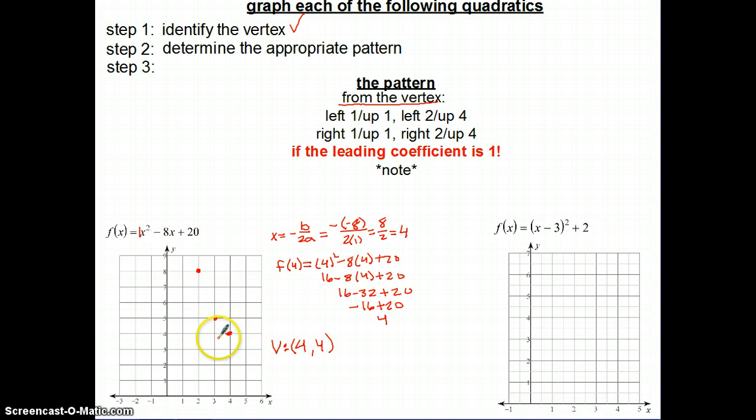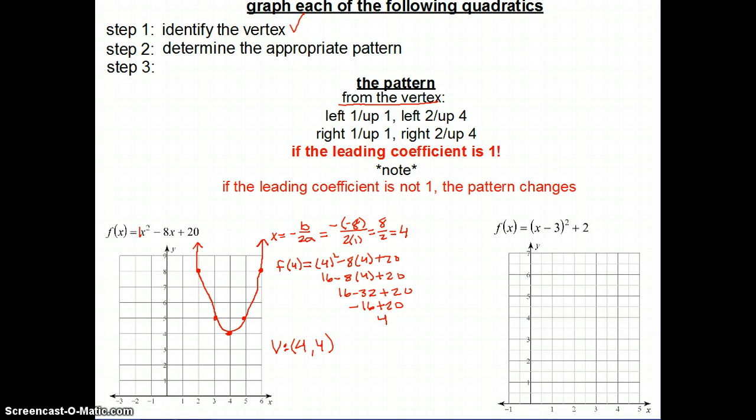From the vertex, I then go right 1, up 1, and right 2 from the vertex, up 4. Your y value should always be on the same value because our graph is symmetrical. So if you ever have different y values, then you should know that you made a mistake. Since my graph is symmetrical, I assume I did it correctly, and your parabola should look like this.